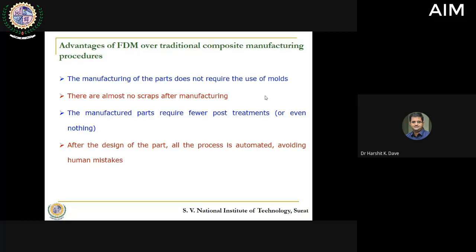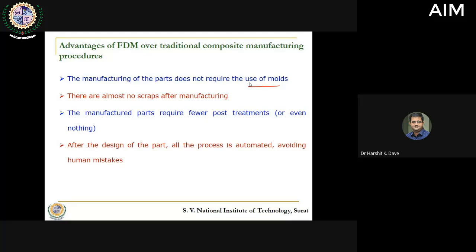Now, when we compare 3D printing, especially the FDM process, over traditional manufacturing processes for composites, what we find is the manufacturing of the parts does not require the use of molds. Here you don't need to make any mold. Usually in the other process, whatever shape you want, that shape mold is required. Whereas in 3D printing, that time and the cost associated is totally eliminated.